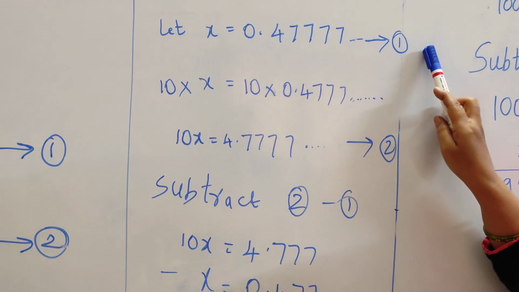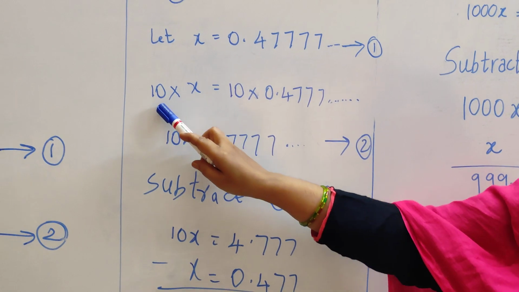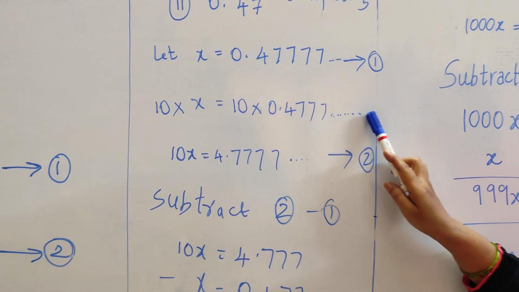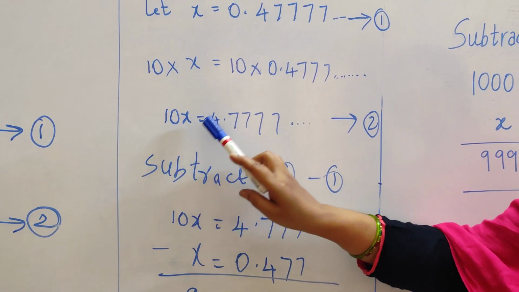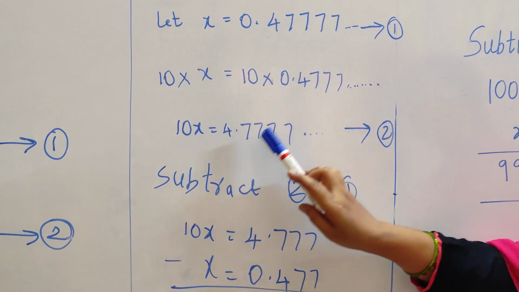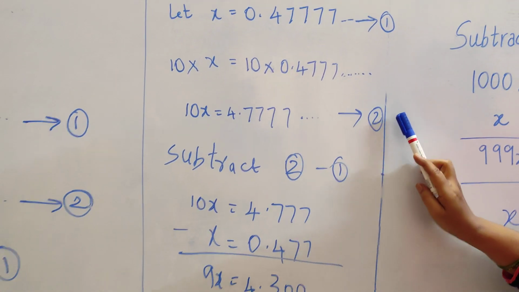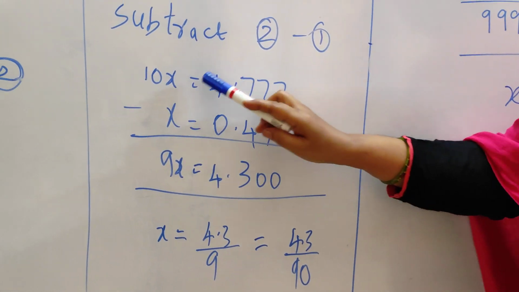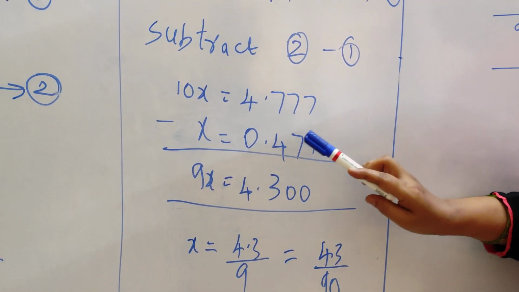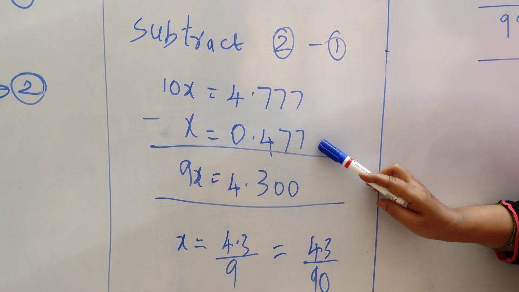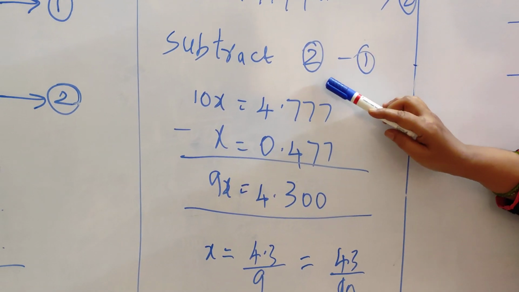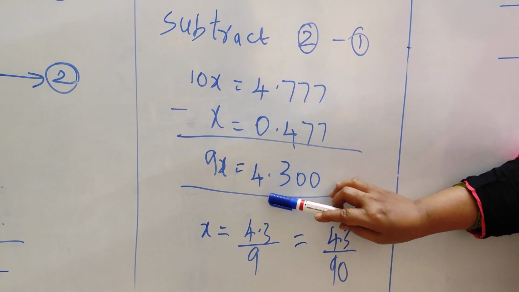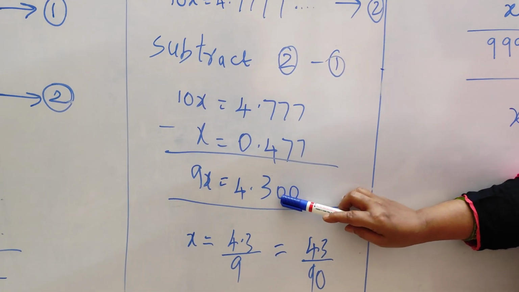Call this equation 1. Since one number is repeating, multiply both sides by 10. 10x is equal to 10 into 0.4777. So this becomes 10x, and one decimal will come to this side. Okay, 4.777. It becomes equation 2. Now when we subtract 2 minus 1, 10x is equal to 4.777 and x is equal to 0.4777. When I subtract, 7 minus 7 is 0, 7 minus 7 is 0, 7 minus 4 is 3. 4 minus 0 is 4. So 9x is equal to 4.3 you will get.